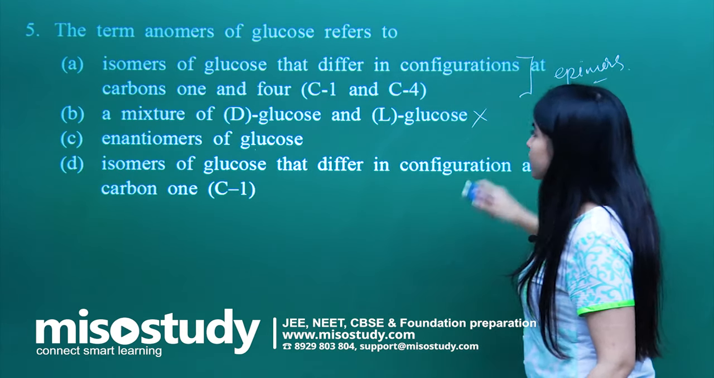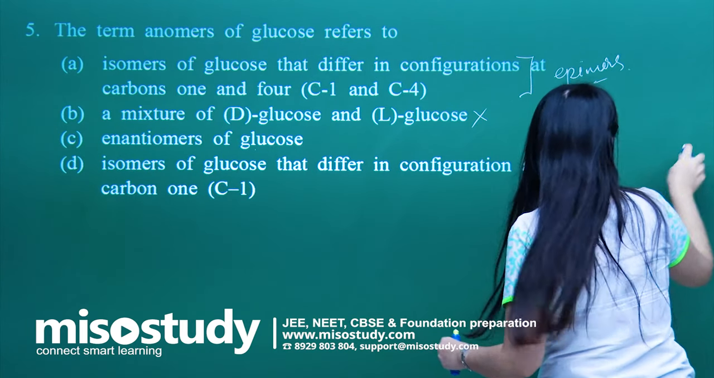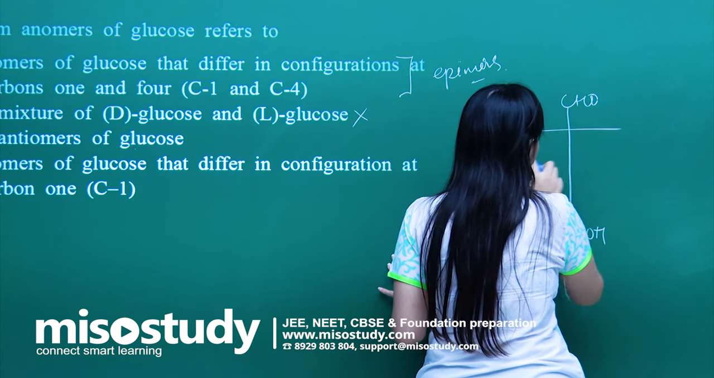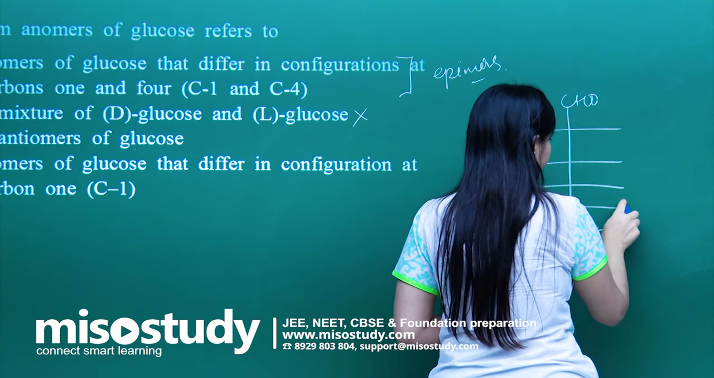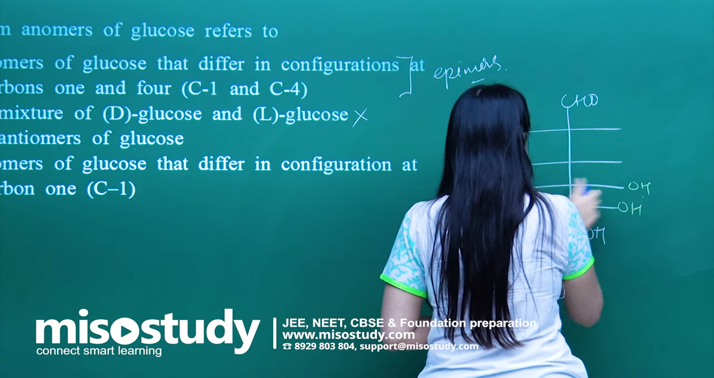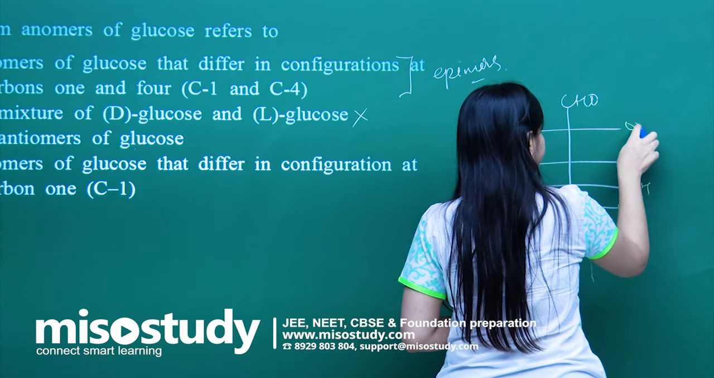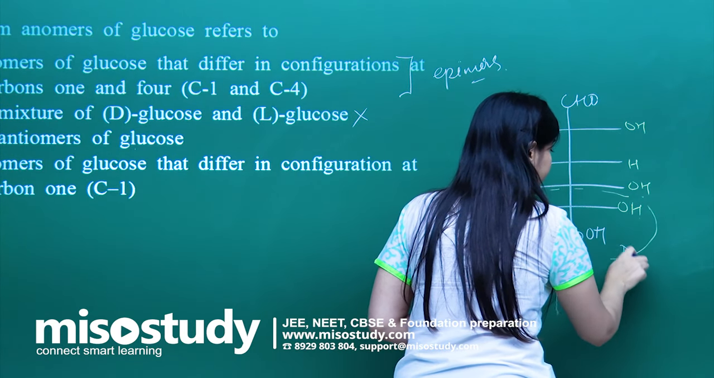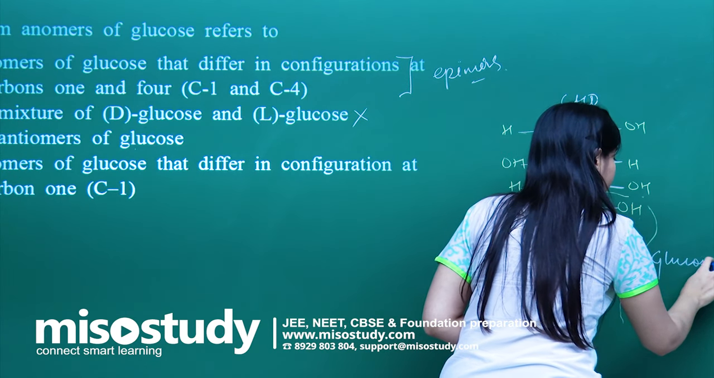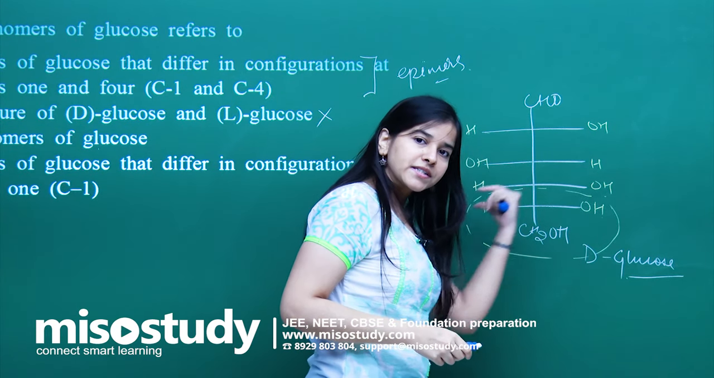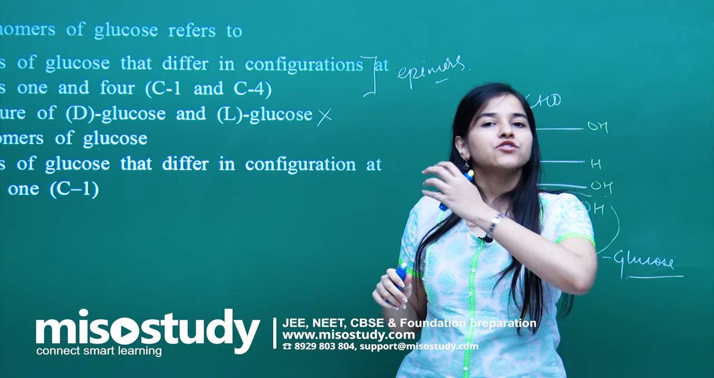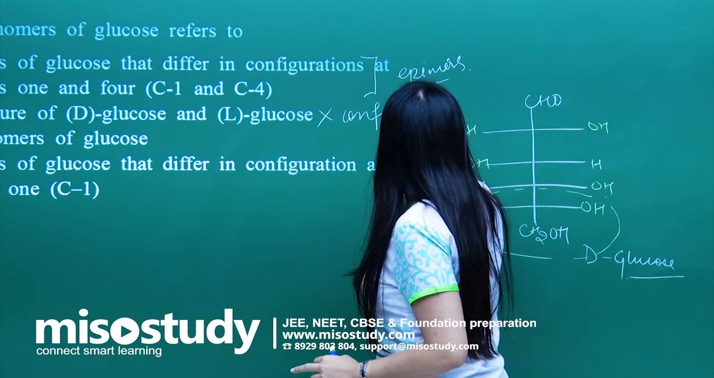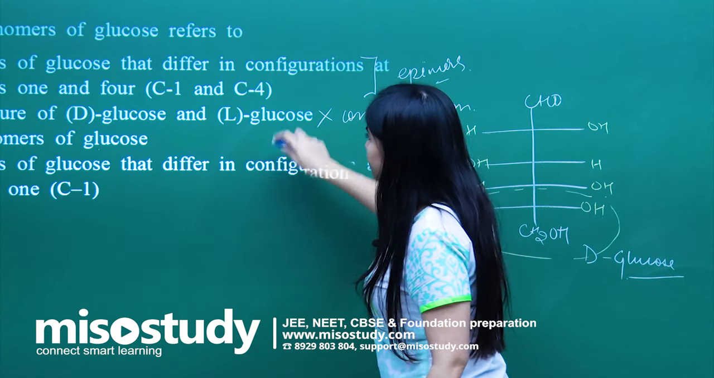Because D and L, that means the OH, which is to the last, if I draw the structure for glucose. That is glucose that I am drawing over here. So in order to have a proper configuration, that means here I would like to represent the configuration, that is, this is D-glucose. And what if I have this OH towards the left? Then it would be L-glucose. It is not anomer, but a proper configuration. So here it is a configuration. So this is also not the option.